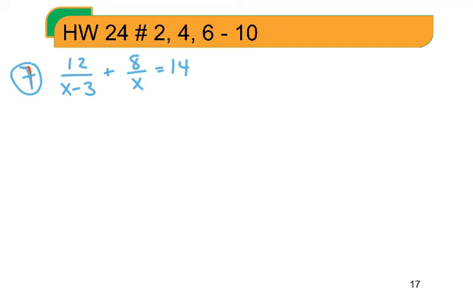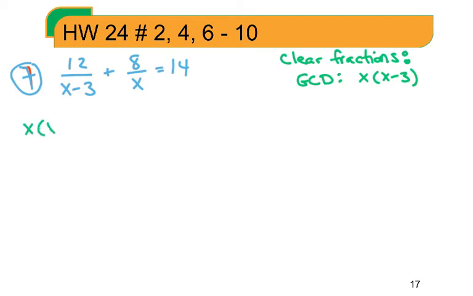Welcome back. This is number 7 from Homework 24. Once again, step 1 is clear the fractions. How do we do that? In this case, we're going to multiply by the greatest common denominator of x times x minus 3. So let's do that carefully and see what the outcome is.